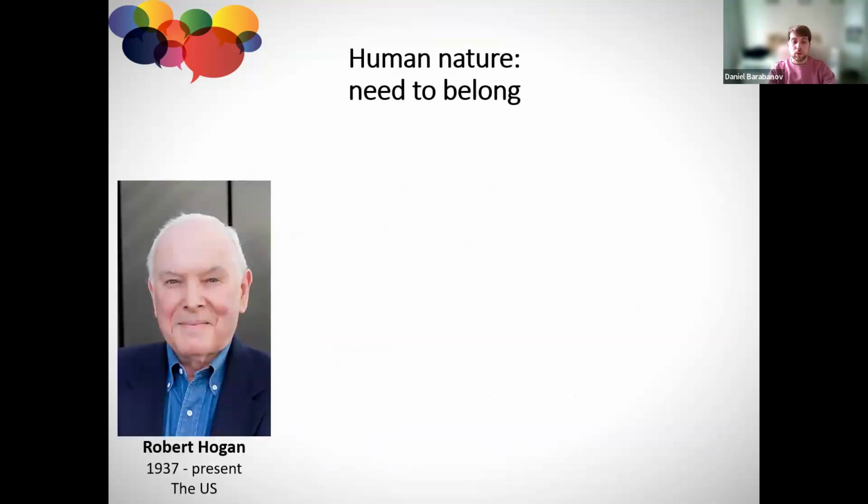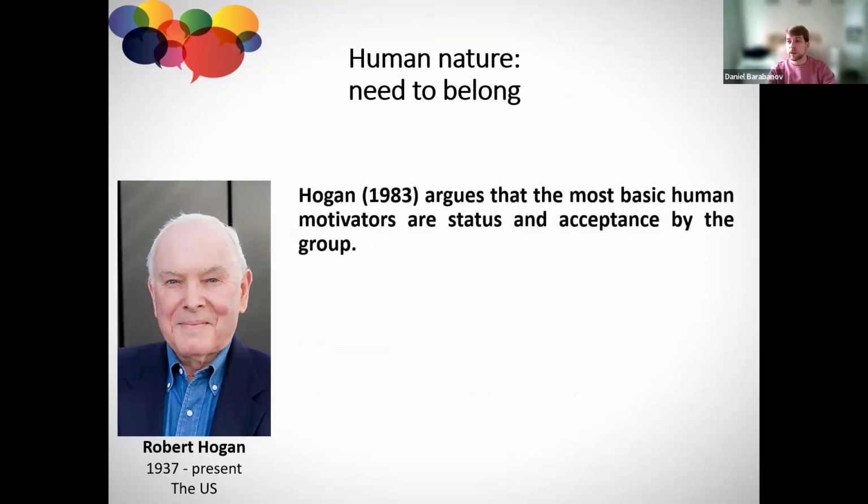psychology. So one of the key findings is connected to the so-called need to belong. For example, Robert Hogan, in his research done pretty long ago in the 1980s, argues that the most basic human motivators, like needs, are status and acceptance by the group. It definitely has its foundations.